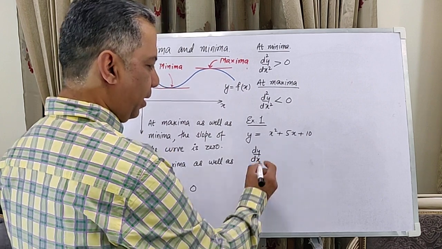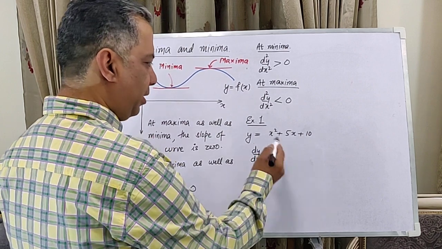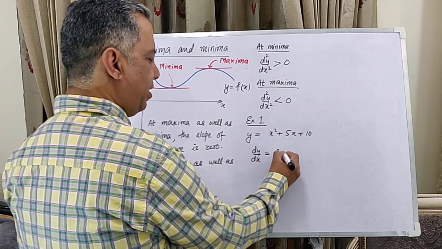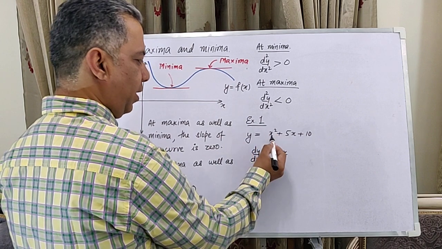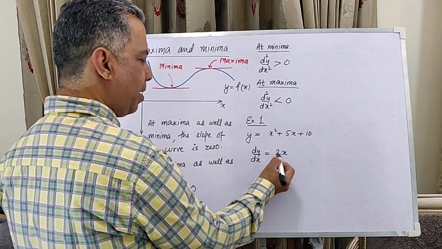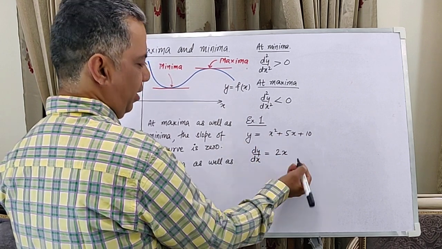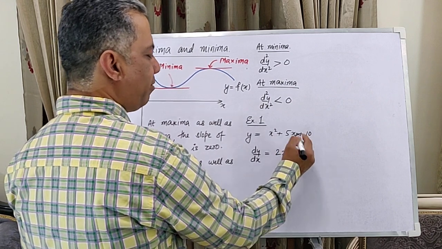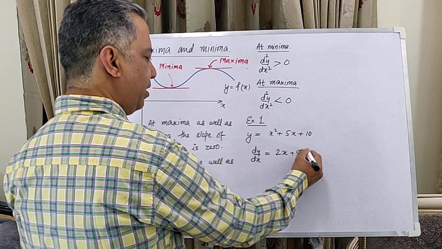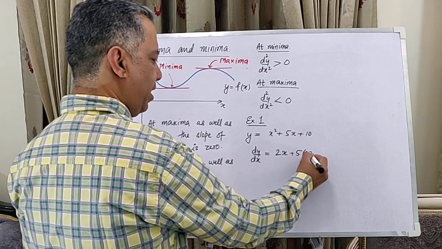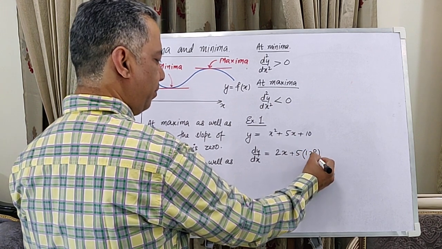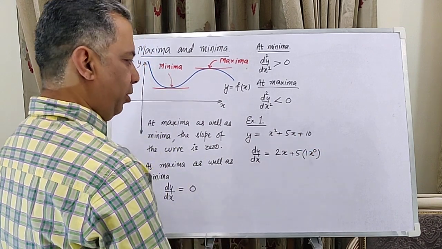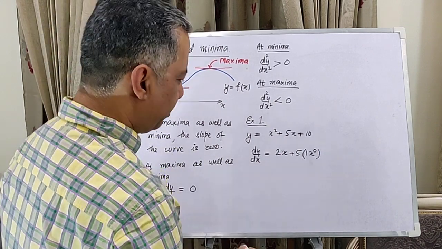dy by dx. Now what's the derivative of this thing? x square when differentiated gives us 2x. You multiply by the power, reduce the power by 1. No need to write 1. 5 times x to the power 1, the derivative will be 1 into x to the power 0, which again becomes 1, and the derivative of 10 will be 0 because it's a constant.